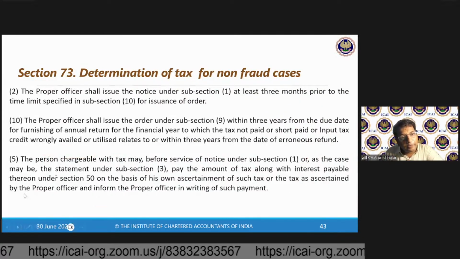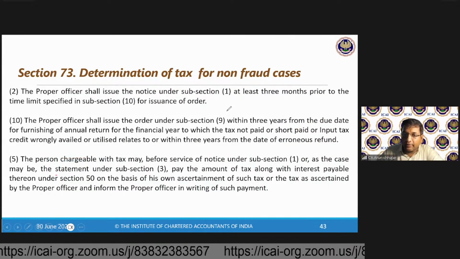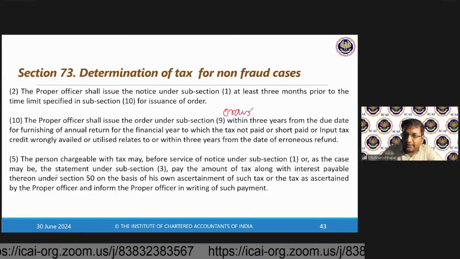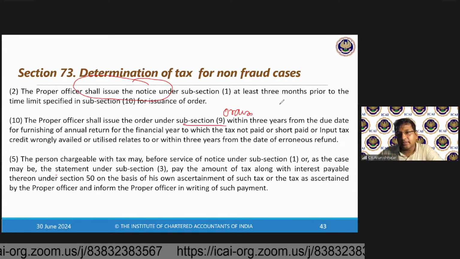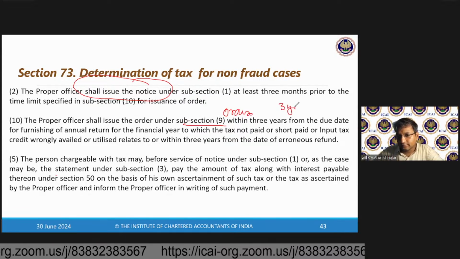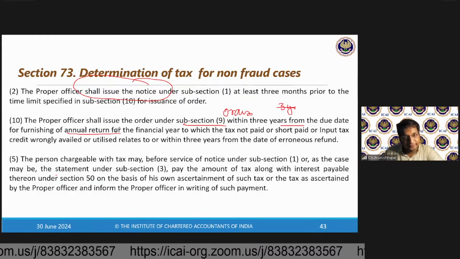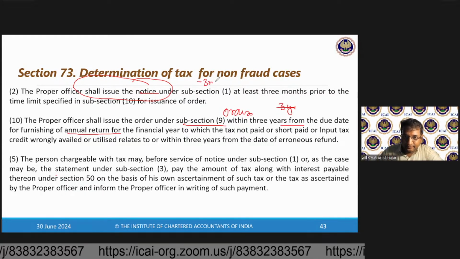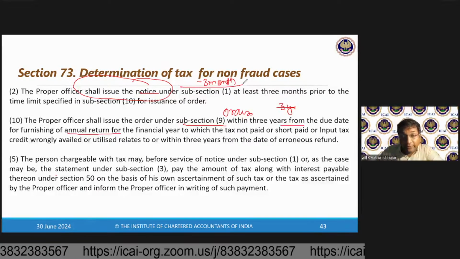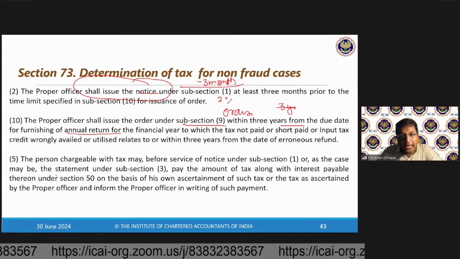Then they are saying the proper officer has a time limit to issue the notice. So this is the time limit to issue the order, and this is the time limit to issue the notice. What is the time limit to issue the order? This is 3 years from the due date of furnishing the annual return. And what is the time limit to issue the notice? Minus 3 months. It means the notice has to be issued within 2 years, 9 months.